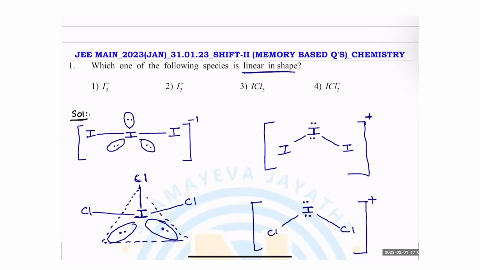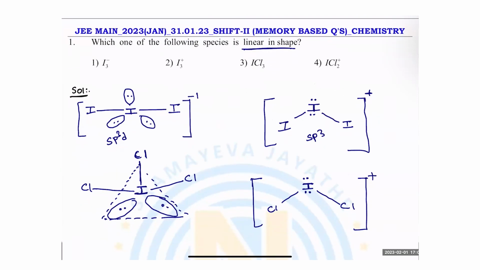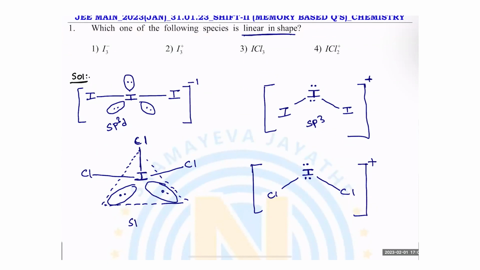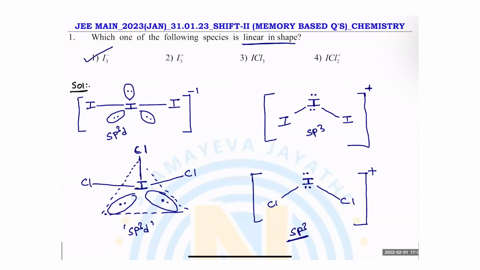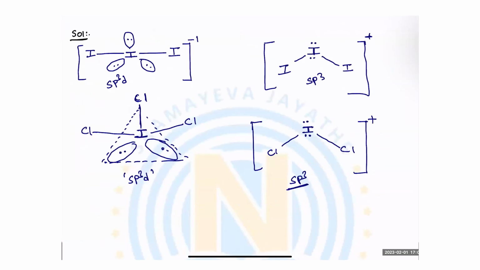I3 minus, if you see, it is sp3d hybridization with 3 lone pairs. I3 plus is sp3 hybridization with the 2 lone pairs, angular. ICl3 is sp3d hybridization with the 2 lone pairs, that is T shape. ICl2 plus is also sp3 hybridization with the 2 lone pairs, that is angular. So obviously only one molecule is having linear shape, that is I3 minus, sp3d hybridization with the 3 lone pairs. So the answer to that question is first one.